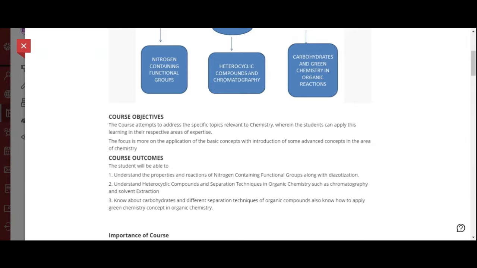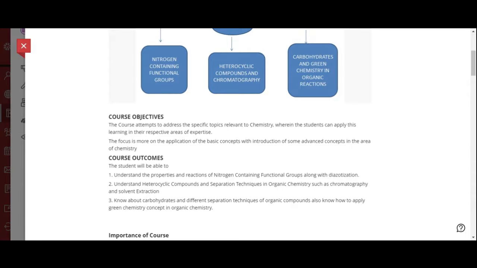And the course outcomes for the first unit: you will understand the properties and reactions of nitrogen containing functional groups along with diazotization. There are diazonium reactions, in which diazonium salts are prepared, in the first unit also. And in the second unit you will understand the heterocyclic compounds and their separation techniques, various separation techniques like chromatography and solvent extraction that are used for the separation of particular organic compounds from a mixture.